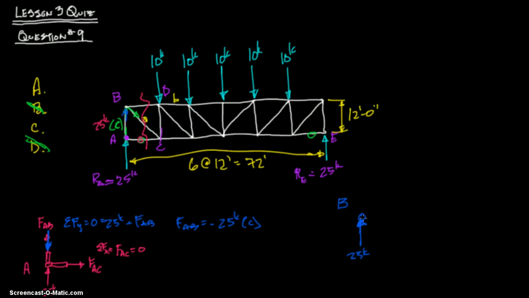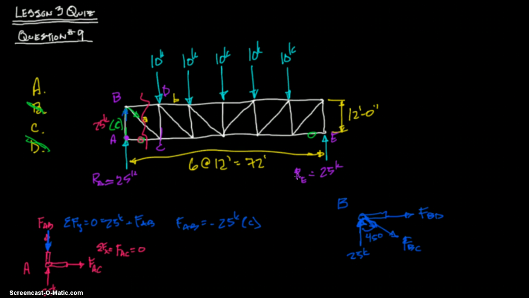Not close enough. Good enough for government work. You have FBC, and then you have FBD, it looks like. All right, and the angle is 45 degrees because you have 12 foot, 12 foot. It's going to be 45 degrees.